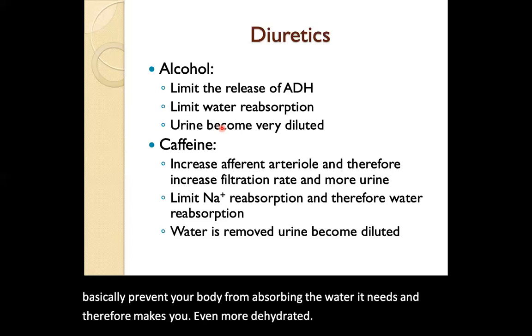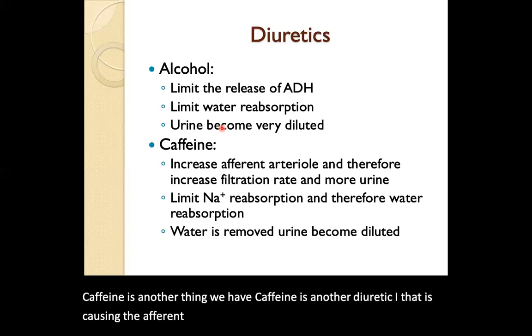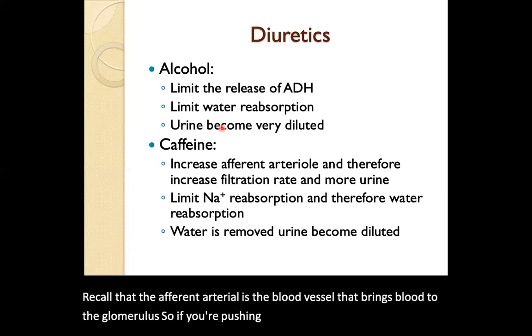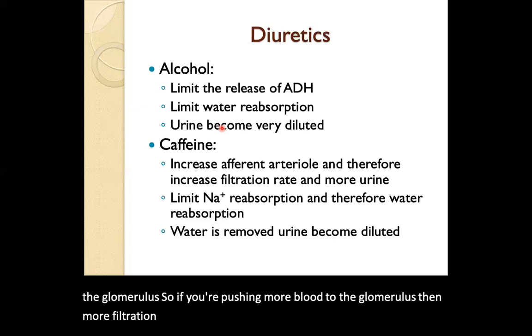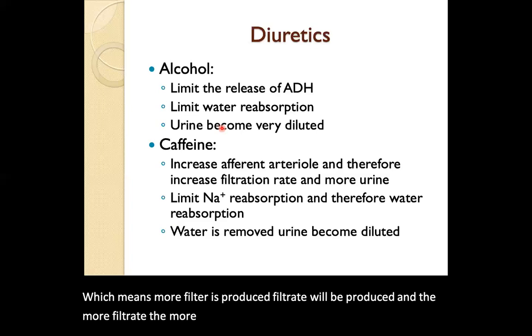Caffeine is another diuretic. It causes the afferent arteriole diameter to increase. Recall that the afferent arteriole is the blood vessel that brings blood to the glomerulus. So if you're pushing more blood to the glomerulus, then your filtration rate increases, which means more filtrate will be produced. And the more filtrate, the more urine you're going to produce.